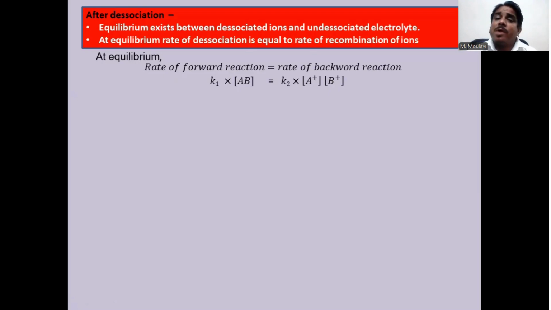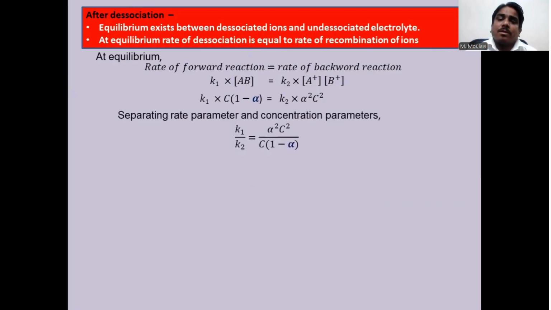Substituting the corresponding concentrations, we get K1 into C into bracket 1 minus alpha for the forward reaction and K2 into alpha square C square for the backward reaction. Here we are separating the concentration terms and the rate parameters. On separating them, we get K1 upon K2 is equal to alpha square C square divided by C into 1 minus alpha.